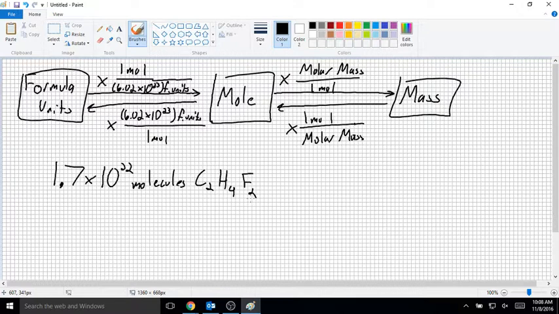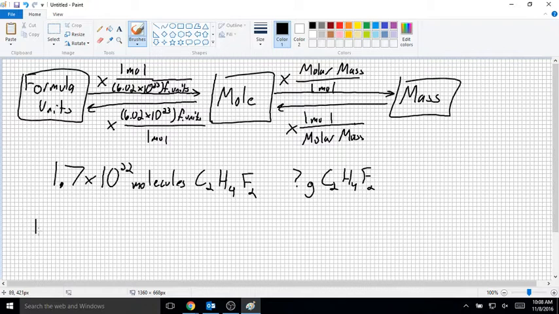All right, that's the molecule I'm working with. So I'm starting and I want to find out the grams of C2H4F2 there are. All right, step one of this, so I'm starting with molecules. Once again, molecules is just another way of saying formula unit, so I'm starting here.